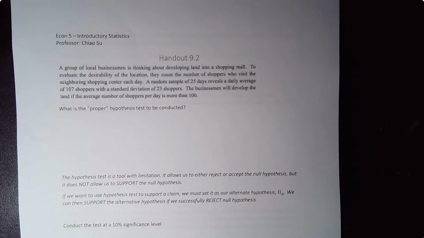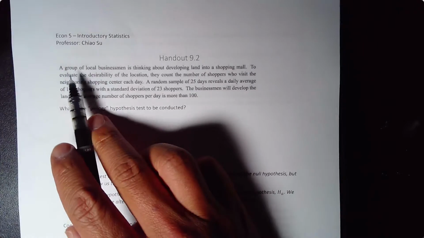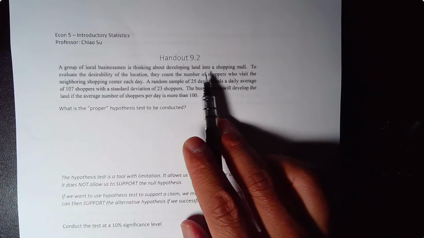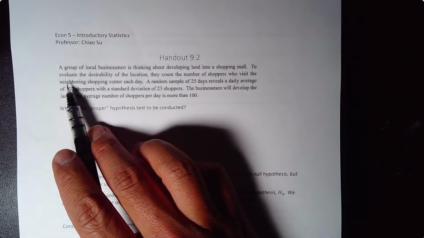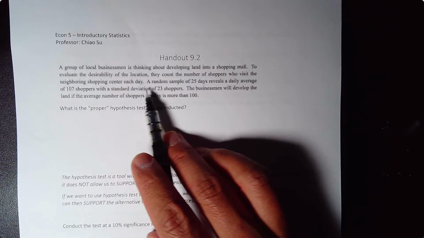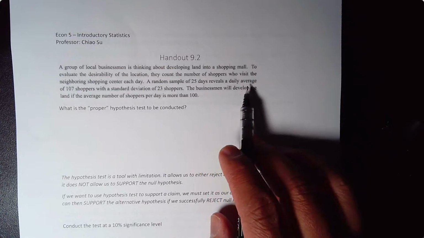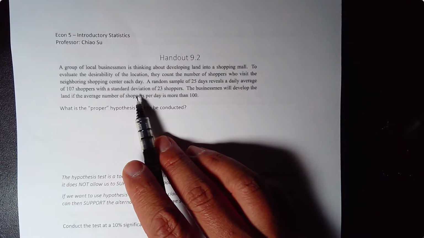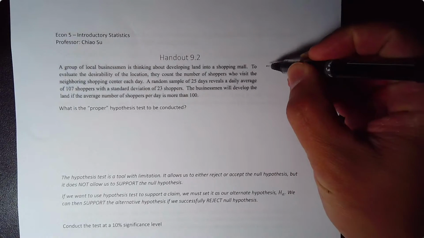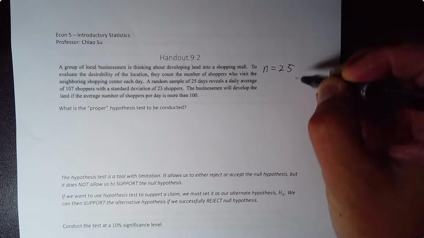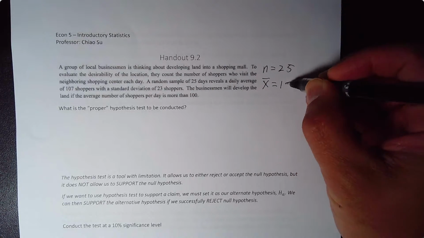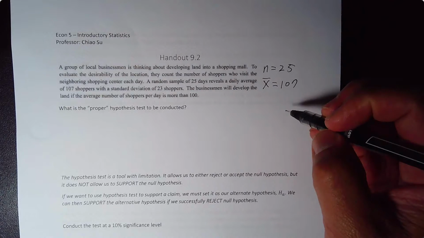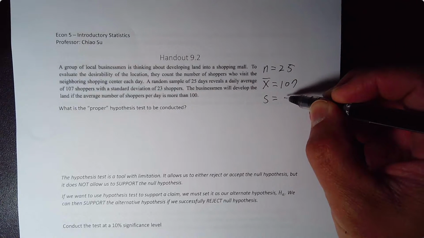Okay, let's think a little bit more about the setup of a hypothesis test. So take a second to read this. A group of local businessmen is thinking about developing land in a shopping mall. To evaluate the desirability of the location, they count the number of shoppers who visit the neighboring shopping center each day. A random sample of 25 days reveals a daily average of 107 shoppers with a standard deviation of 23 shoppers. Okay, so right away we have the sample size, which is 25 days, and the sample average is collected. So on each day, there's 107 shoppers for the neighboring mall and a standard deviation of 23.